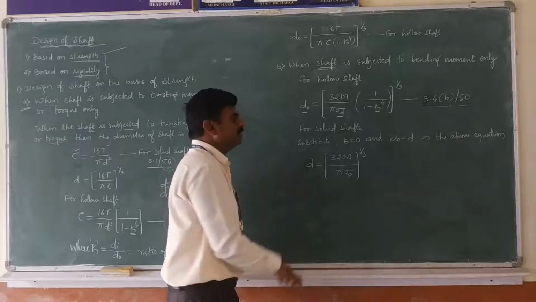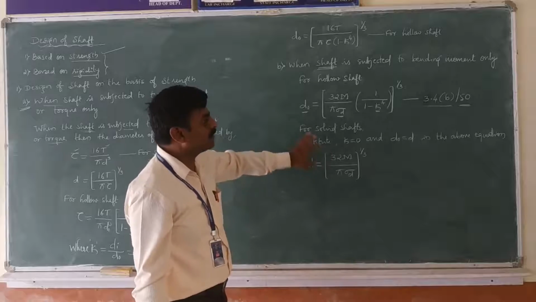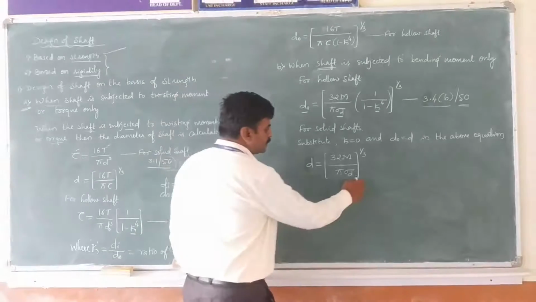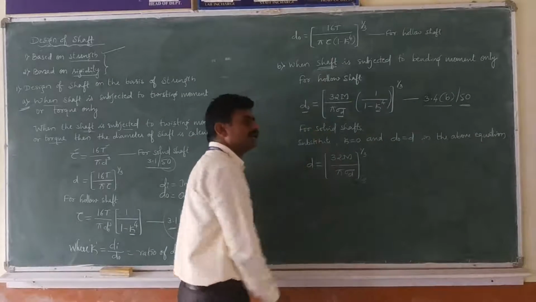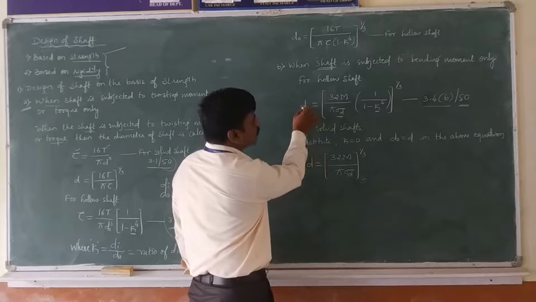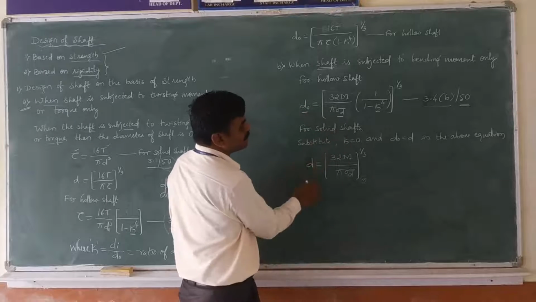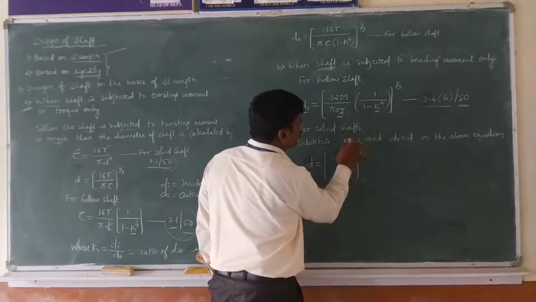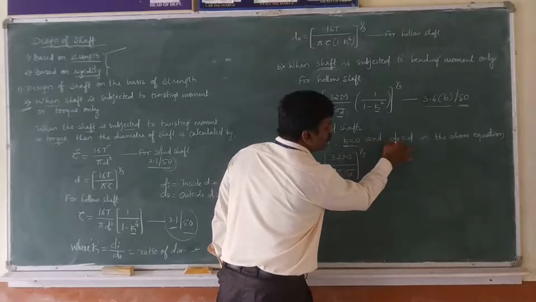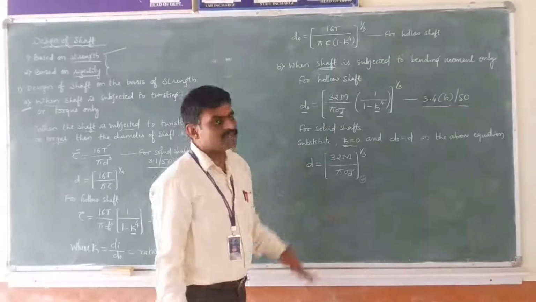So let us find how to find the diameter of a solid shaft when the shaft is subjected to bending moment only. This equation is not available in the data book, so we can modify the equation for hollow shaft to make it for solid shaft. How do we create that equation? In this equation, just substitute k is equal to 0 and d naught is equal to d, and we will get the equation for solid shaft.